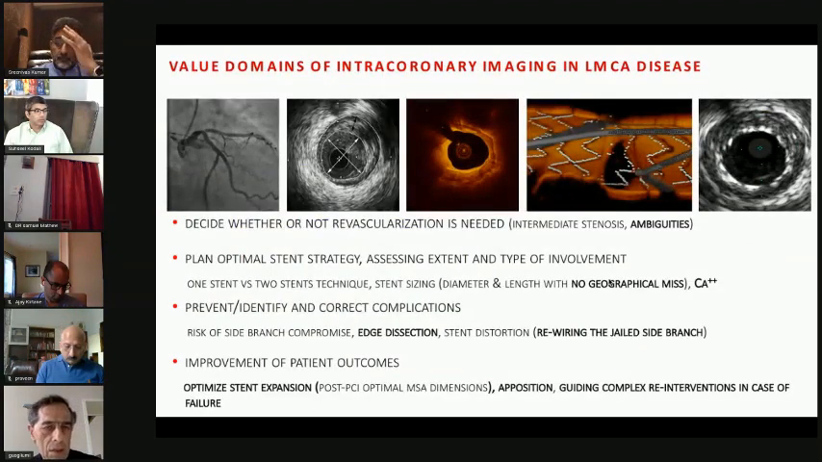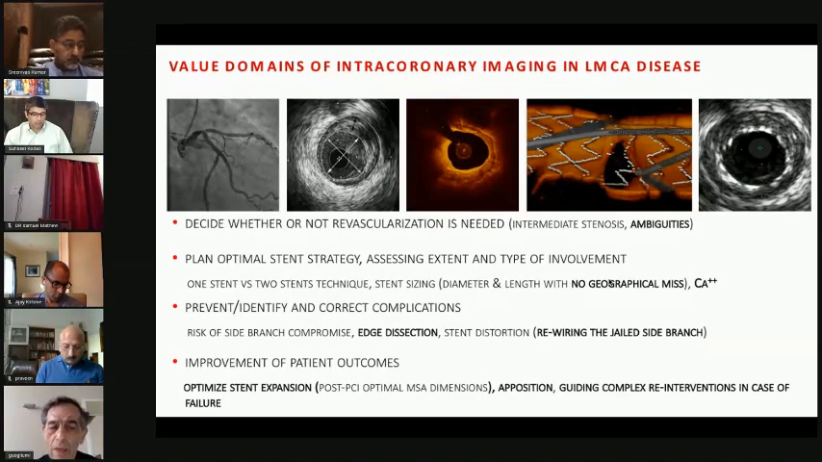What is the value of intracoronary imaging in left main coronary artery disease? Here you have 4 different bullet points. And in bold, I identified the potential help and plus of OCT compared to the other vascular imaging. For instance, in deciding whether to revascularize or not, you can meet many ambiguities, and we will see some examples soon.